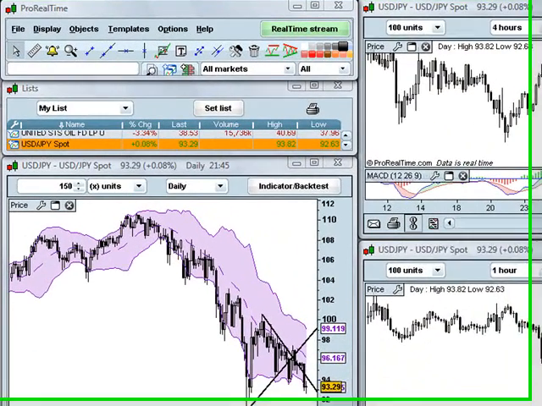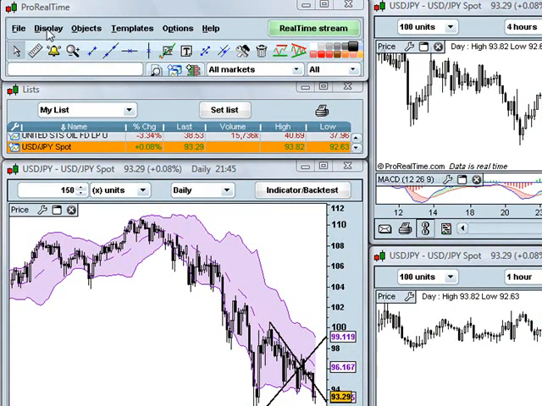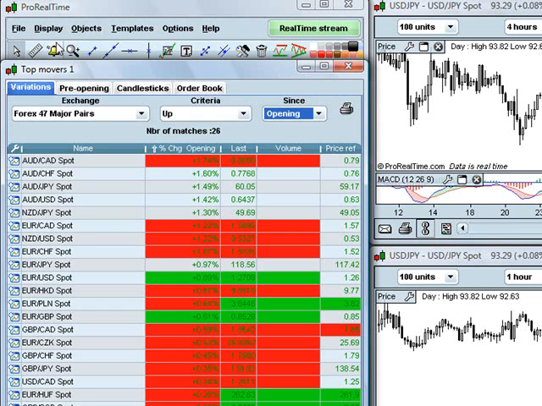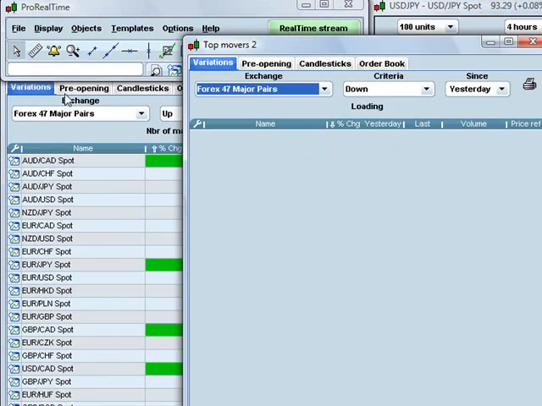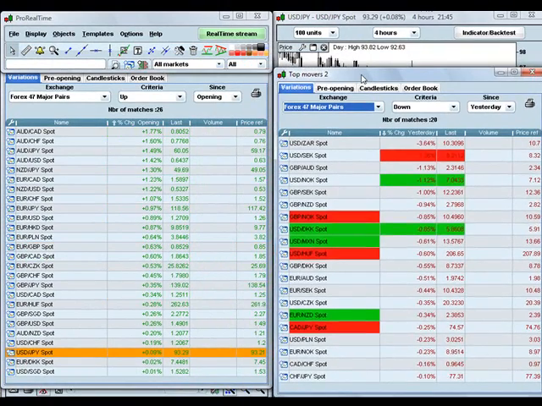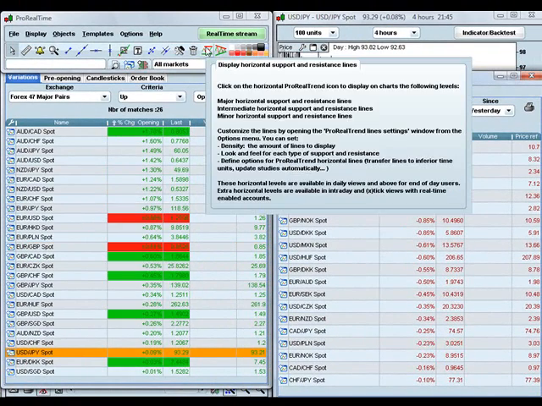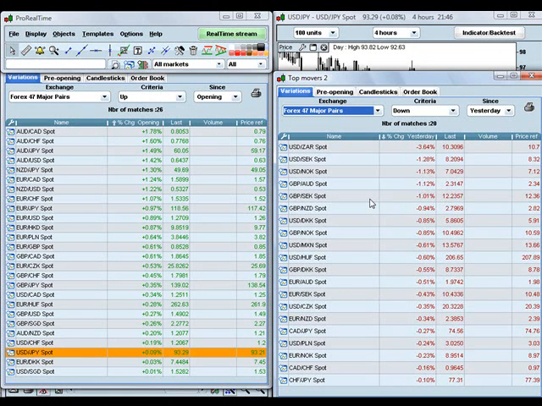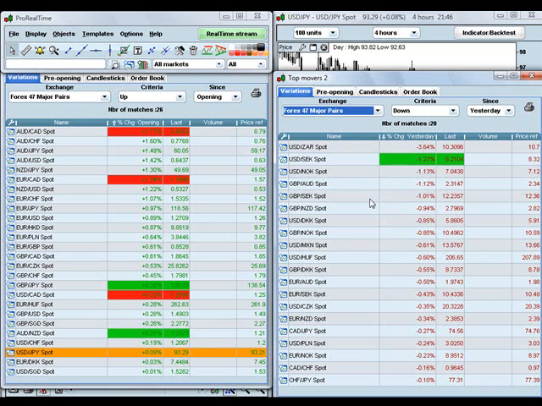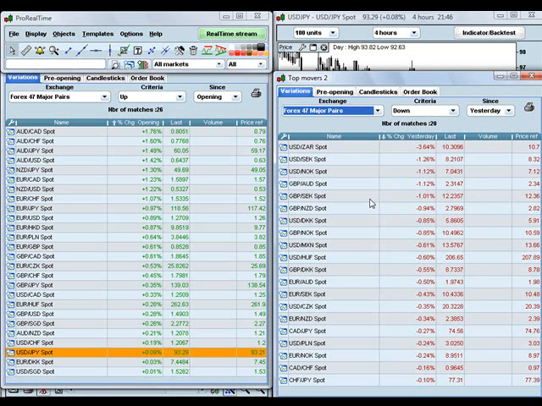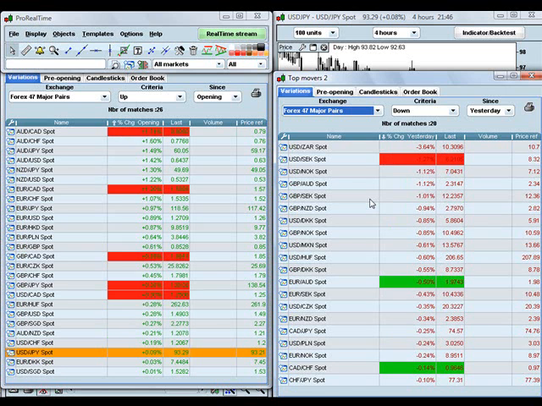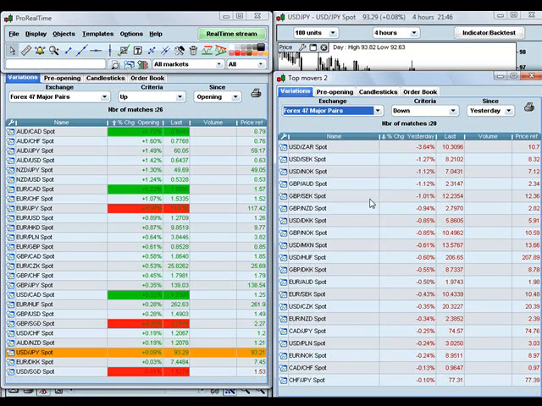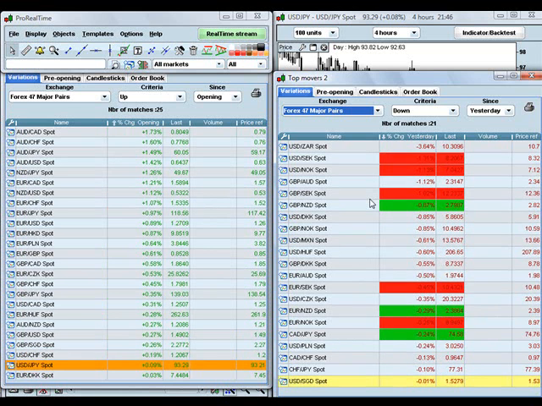Okay, so to get to the next piece of scanning software in the Prorealtime charting package, we're going to go to display and then top movers 1 and then back to display and click top movers 2. That's going to bring up two windows which default to the up and down, which means the largest percentage movers up and largest percentage movers down for whatever list you have selected. As you can see here, I have the foreign exchange market selected, and this gives you a nice quick overview of what the biggest movers were to the upside and downside for the foreign exchange market.